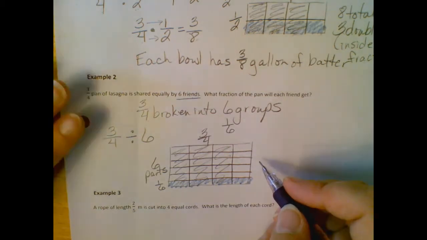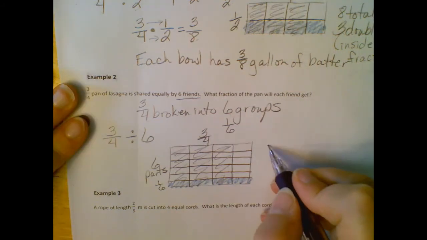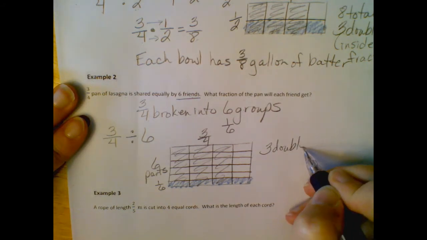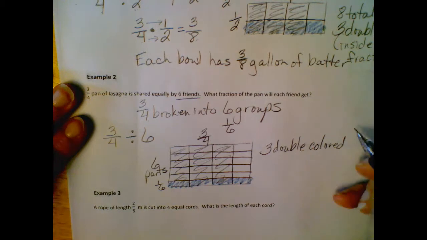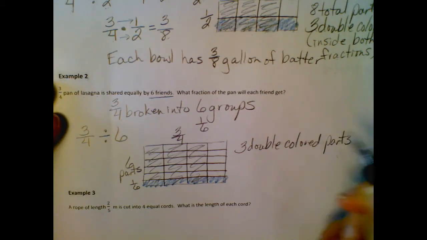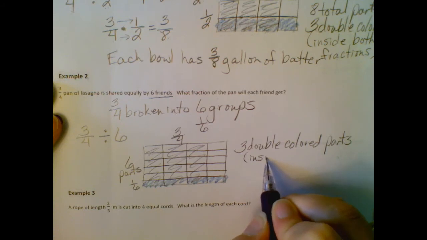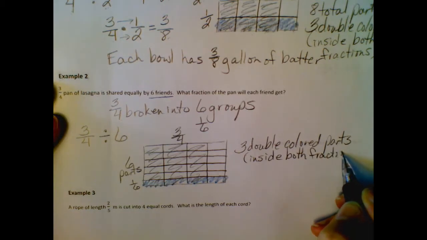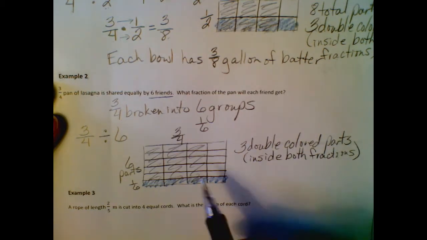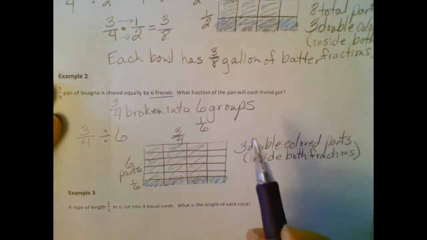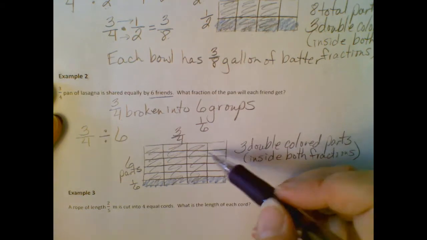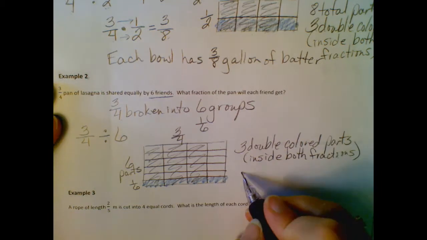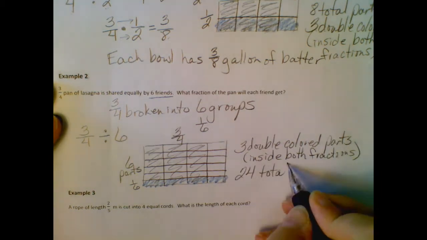So let's check out. There are 1, 2, 3. It's doing 3 again, which is interesting. 3 double colored parts. Remember, that's inside both fractions. And there are, let's see, 4, 8, 12, 16, 20, 24 total parts.